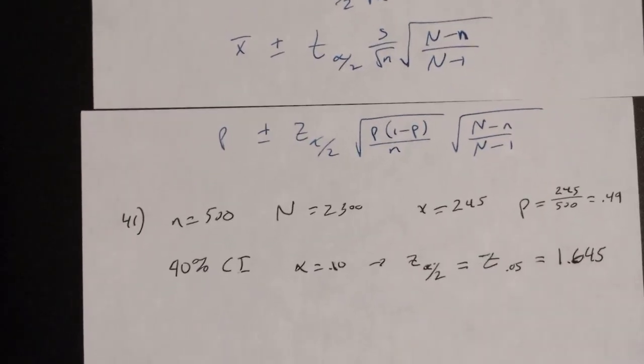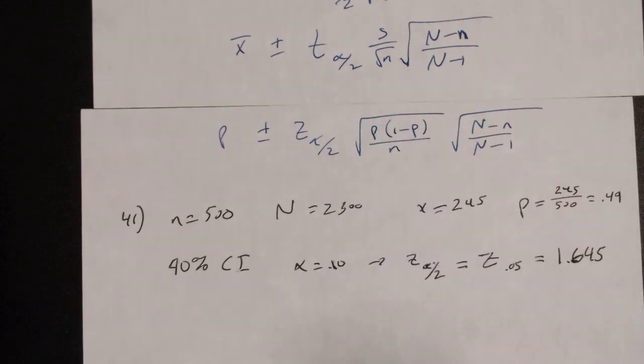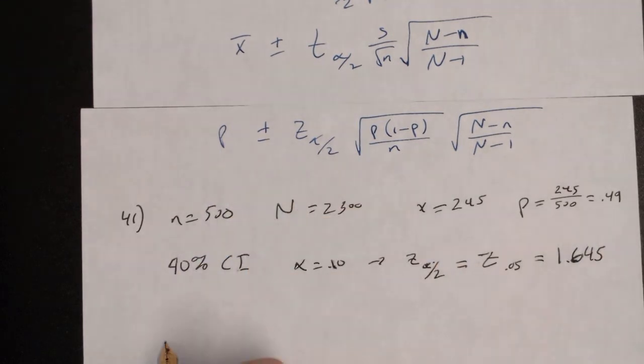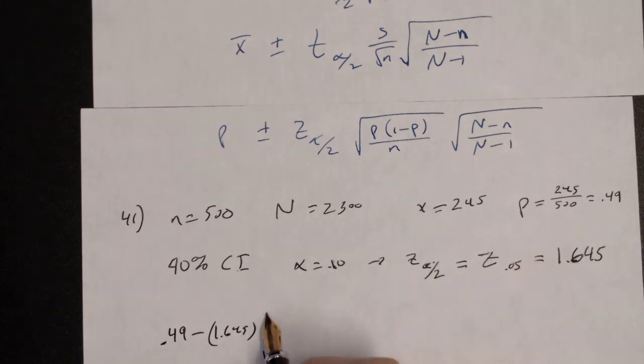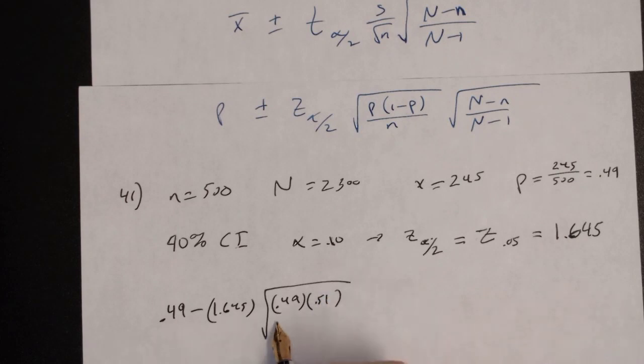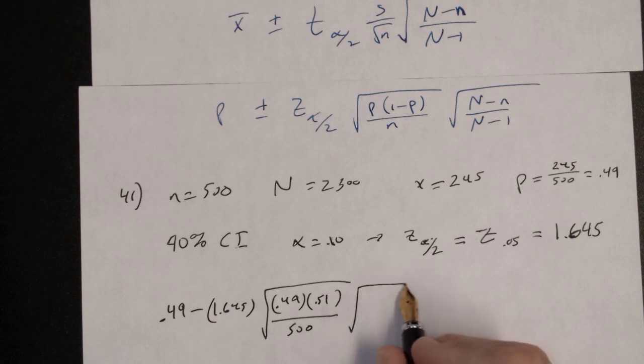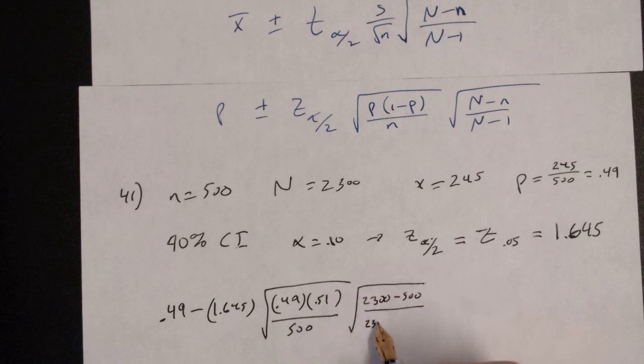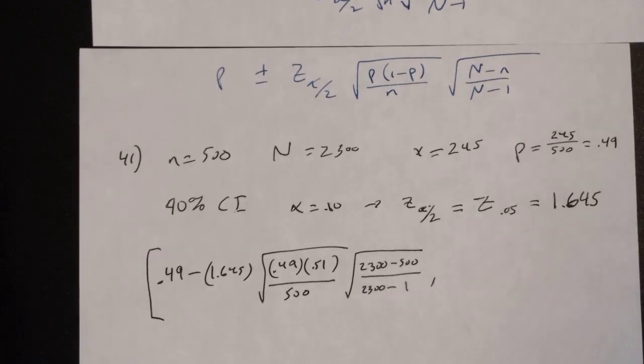Great. Let's compute. I'm going to use this formula right here. My confidence interval will be P plus or minus. P is 0.49. Minus the first time, Z alpha over 2 is 1.645 times the square root of P times 1 minus P. P is 0.49. What's 1 minus P? 0.51. And then that's divided by little n, 500, all under the square root. And then my other square root is the finite population factor. So that's 2300 minus 500 over 2300 minus 1. That's the low end. The high end simply replaces the minus sign with a plus sign.